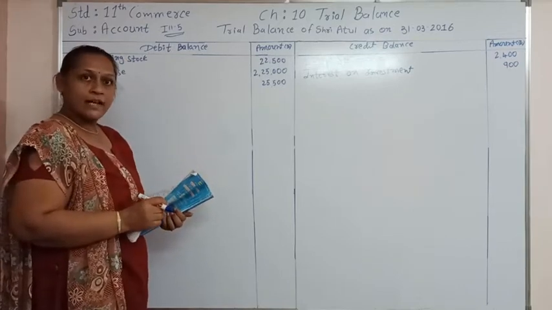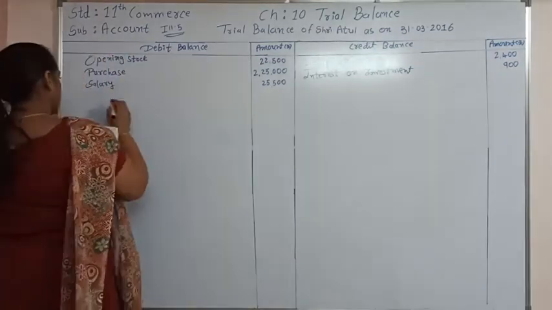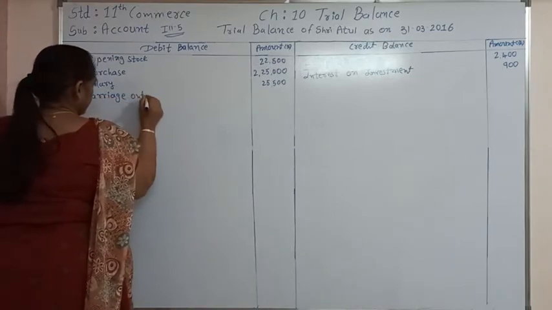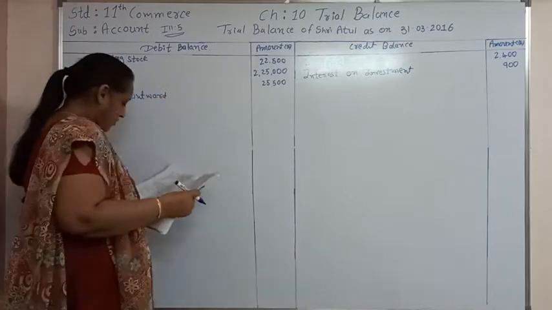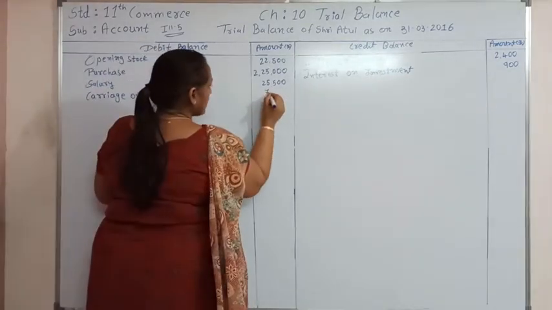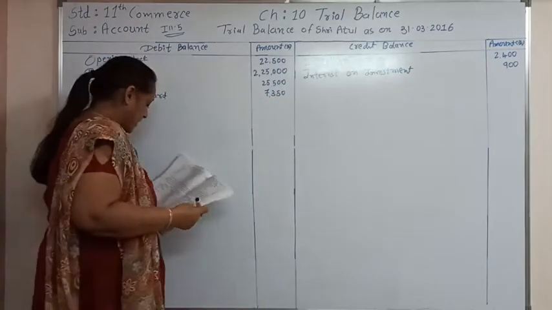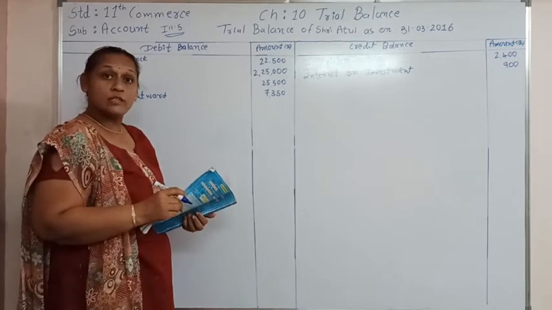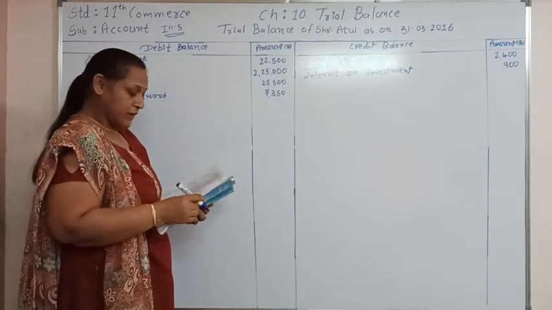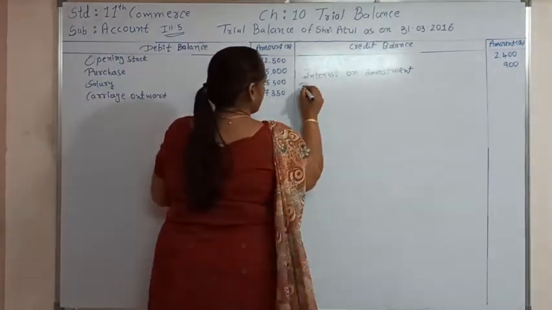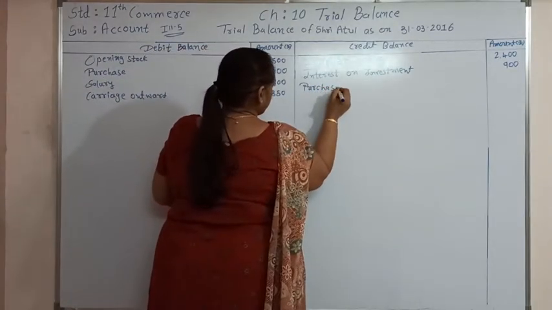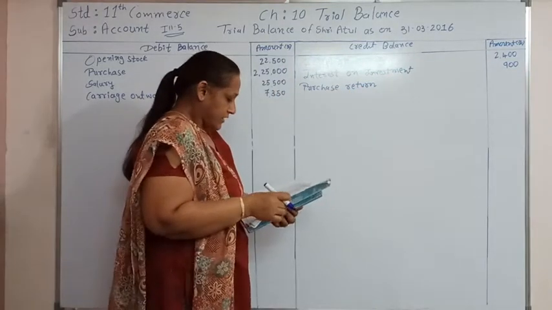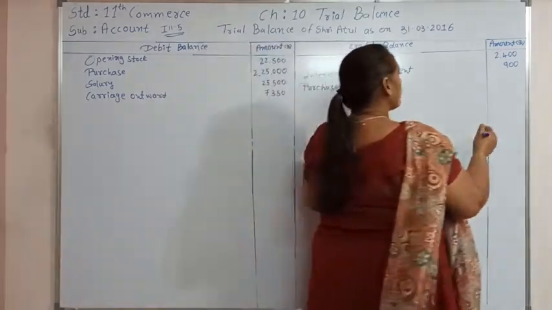After salary, another account is carriage outward. Carriage outward is our expense and it has a debit balance. Carriage outward is having a balance of 7,350. After carriage outward, another account is the purchase return account, and purchase return has a credit balance, so we will write it on the credit side. And purchase return is having a balance of 13,050.